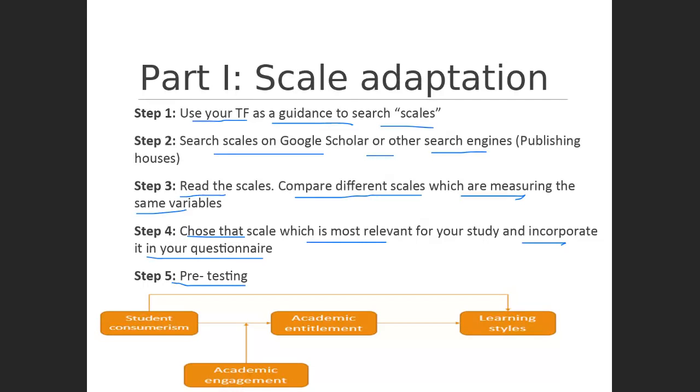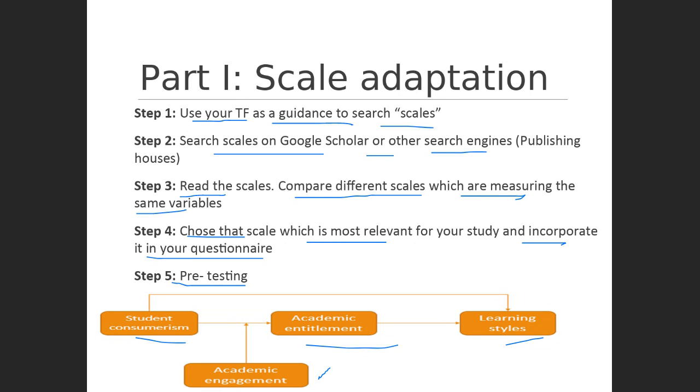The first step is to refer to your theoretical framework and find scales for the concepts positioned in your theoretical framework. We have four variables in this particular theoretical framework. We have been discussing the same theoretical framework since our session two, since our unit two. So I will continue with the same example. So the first step is to use your theoretical framework as a guidance to search scales.